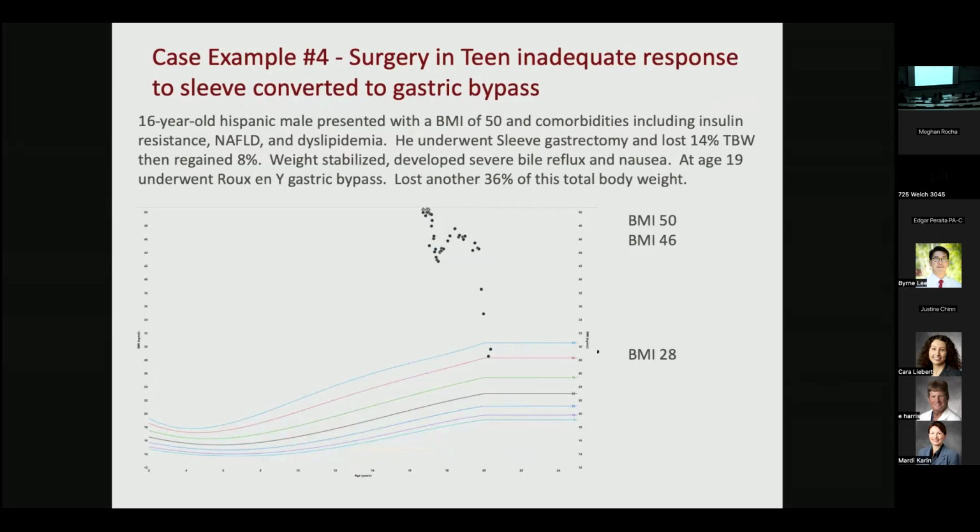Do not try this in adults. It doesn't work. I don't know why it works in kids, but it does. The bypass is very effective as an operation to use when patients regain weight. Usually in adults, if they don't have reflux, you'll use a biliopancreatic diversion to get better weight loss.